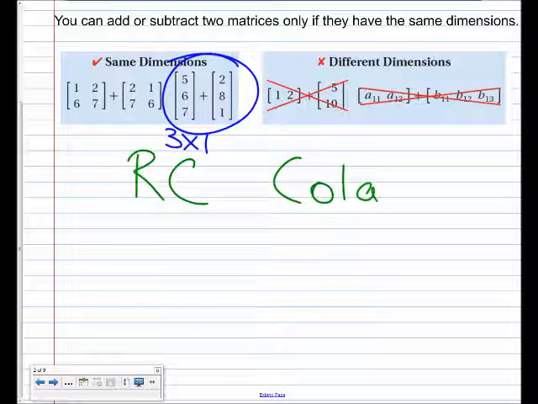Okay? So what this is saying on this slide is that you can add matrices if they have exactly the same dimensions, the same rows and the same columns. All right? So if you look at these over here, these do not have exactly the same rows and the same number of columns.